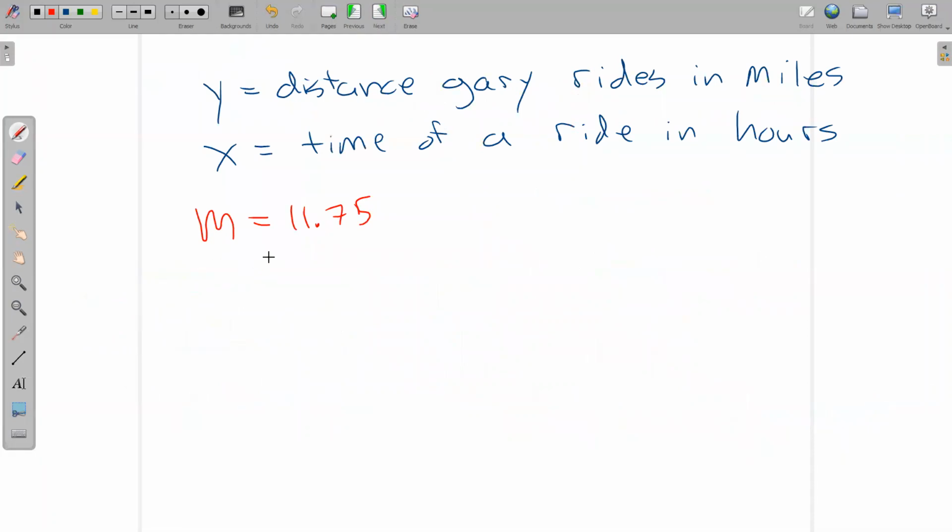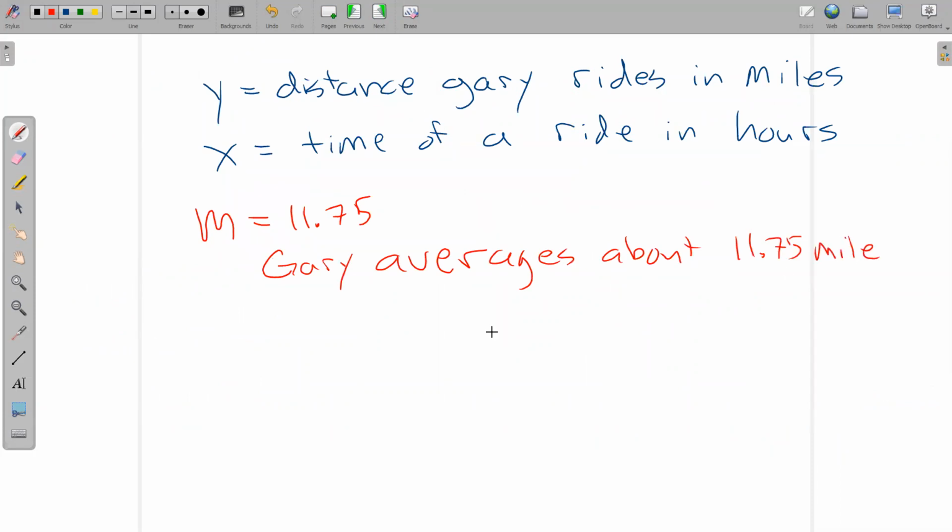And so this means Gary averages about 11.75 miles for each hour he bikes. For each hour he mountain bikes. Okay, and there's tons of different ways to word it. You find a wording that works for you. Like I could have said miles per hour instead of miles for each hour. So there's lots of different words there.